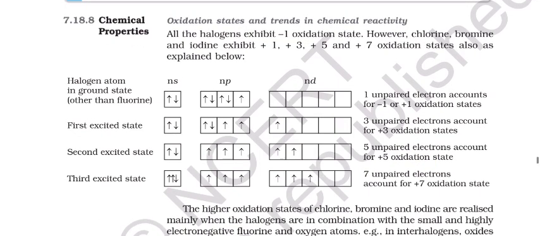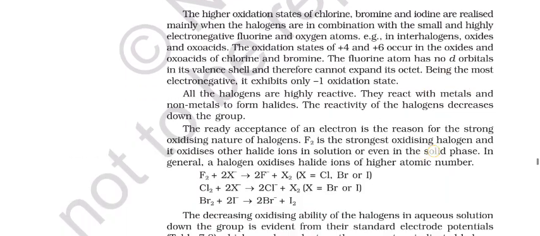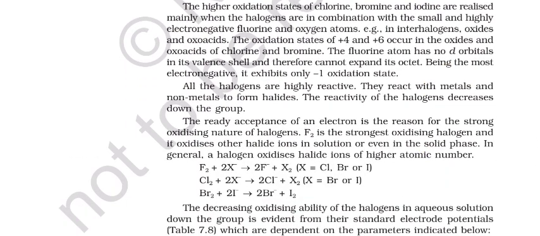Chemical properties, oxidation state and trends in chemical reactivity. All the halogens exhibit the minus 1 oxidation state. However, chlorine, bromine, and iodine exhibit plus 1, plus 3, plus 5, and plus 7 oxidation states also, as explained below. The higher oxidation states of chlorine, bromine, and iodine are realized mainly when the halogens are in combination with the small and highly electronegative fluorine and oxygen atoms.